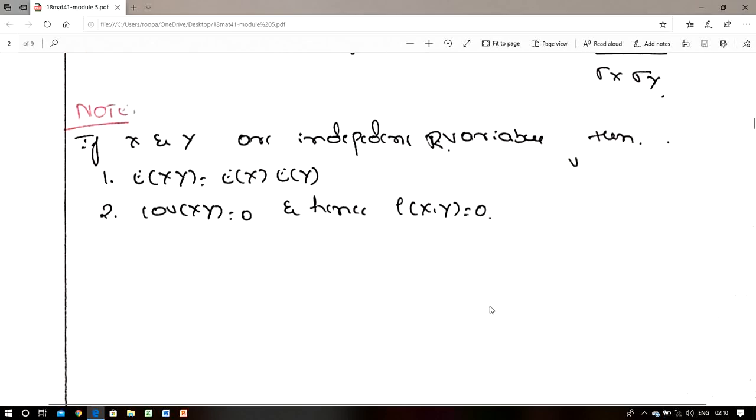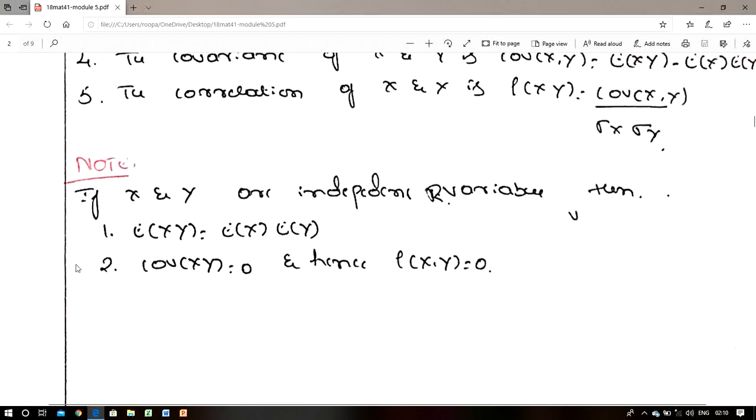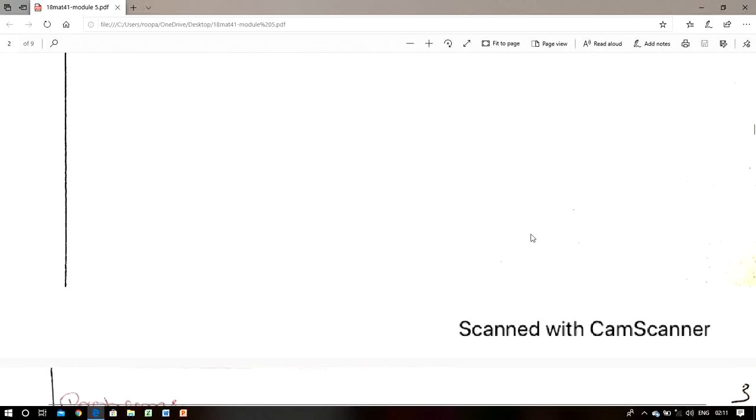Clear? Note that if x and y are independent variables, then E of xy is equal to E of x into E of y, and the covariance of xy is equal to 0. Then the correlation should be 0, because the correlation of xy is the covariance of xy divided by sigma x into sigma y. If its value is 0, obviously the correlation value is also 0. Thank you.